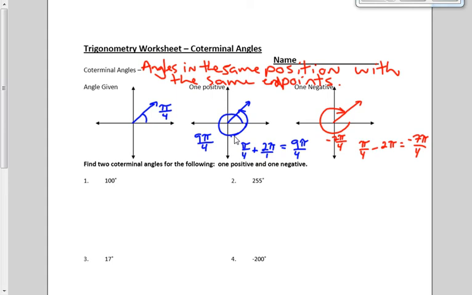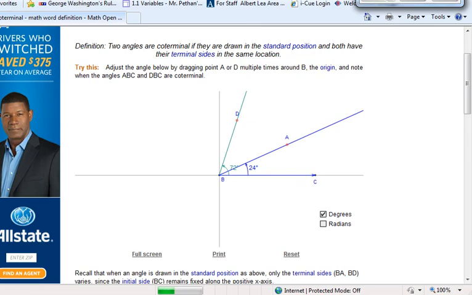And so again, looking at the commonalities here, I'm adding 2 pi and subtracting 2 pi in order to find coterminal angles. I'm just going around the circle one more time in whichever direction I need. And here's a look at that in a real-time view. So we're looking at coterminal angles.